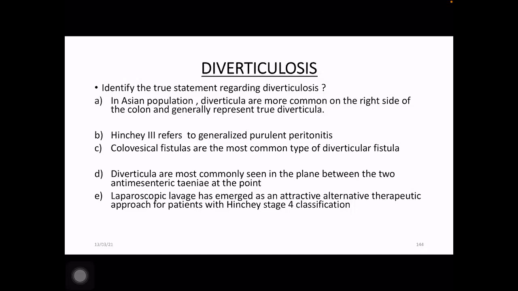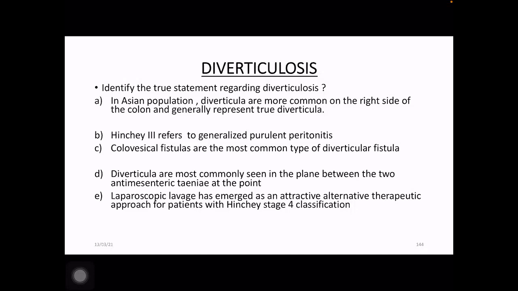Hinchey 3 refers to generalized purulent peritonitis. True or false? True, that is true. Colovesical fistulas are the most common type of diverticular fistula. True or false?